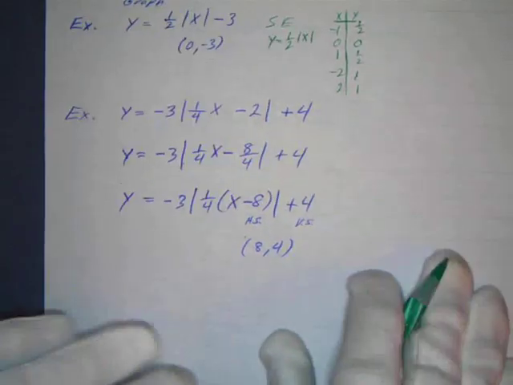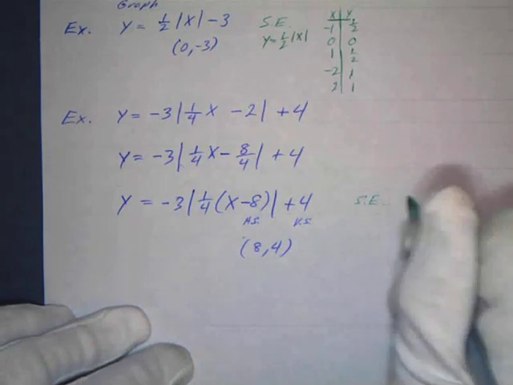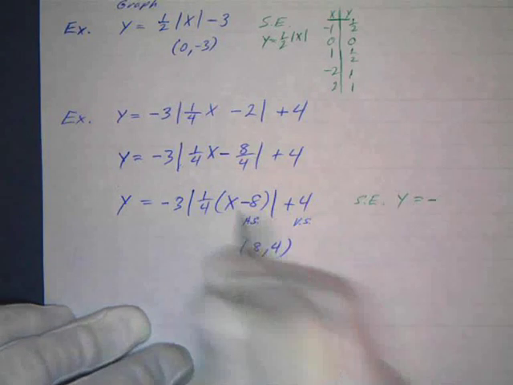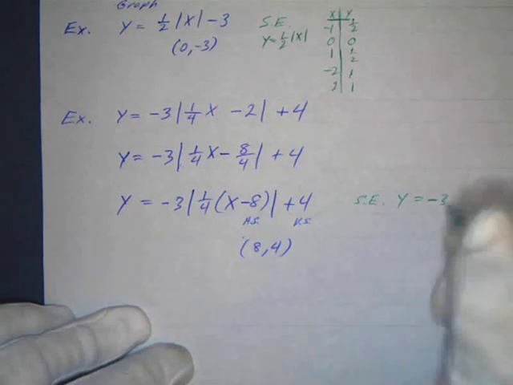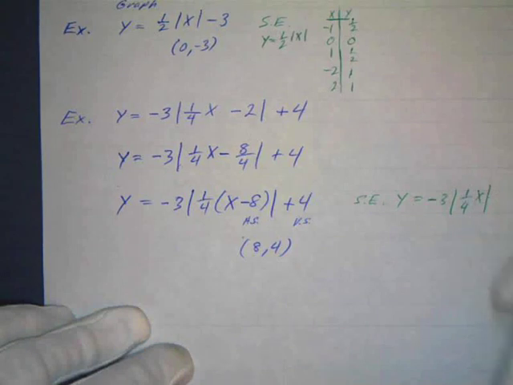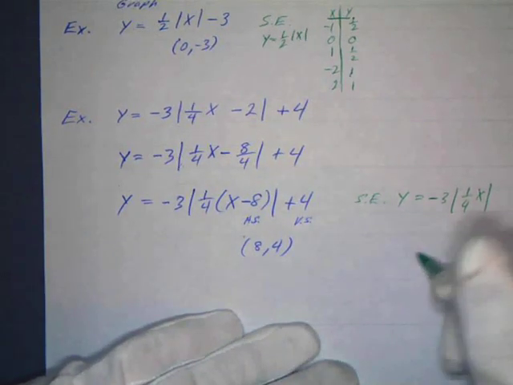I'm going to write it over here. So the shape equation is y equals, and everything except for the shift, negative 3 times the absolute value of 1/4 x. And then we just use our table of values on this shape equation, and we'll get the shape, and we'll just graph it from that new 0.